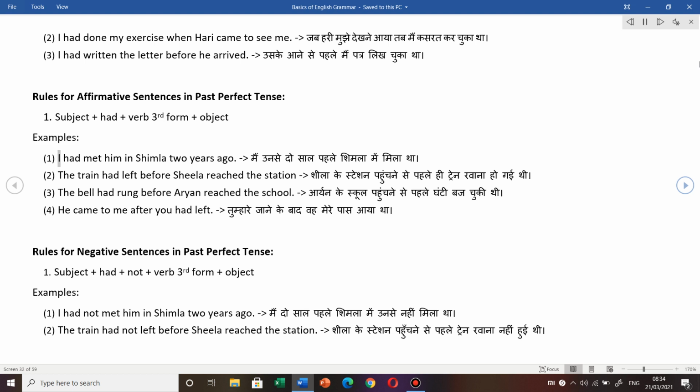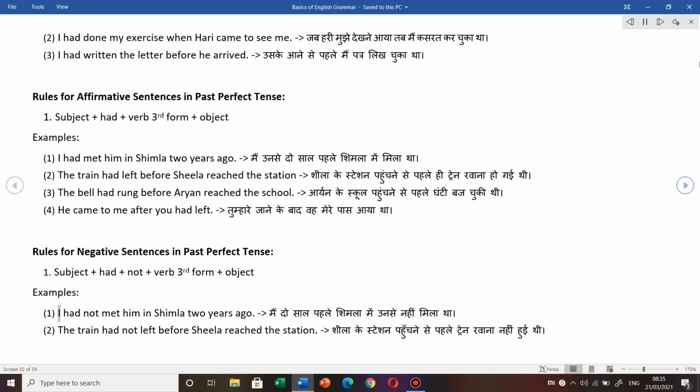Examples. I had met him in Shimla 2 years ago. The train had left before Sheila reached the station. The bell had rung before Aryan reached the school. He came to me after you had left. Rules for negative sentences in past perfect tense. Subject plus had plus not plus verb third form plus object.